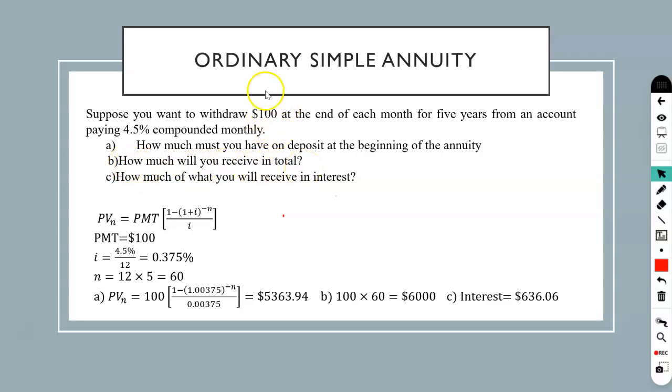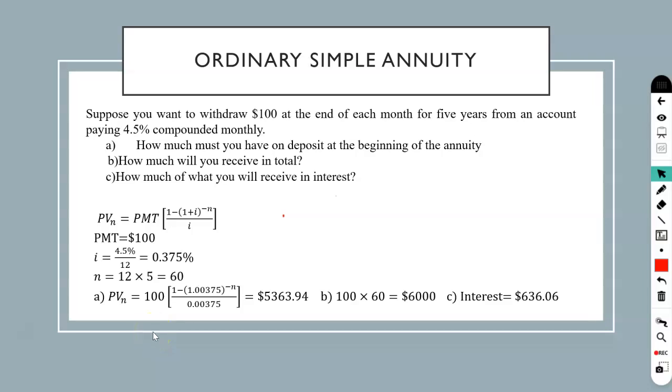So second, how much will you receive in total? You are receiving $100 every month for 5 years. That is a total of 60 times you are receiving $100. So 100 times 60, which is $6,000. So you have in the beginning this much amount, but you are receiving $6,000. So how much interest you are receiving is the difference. You calculate the difference, and that is your interest.